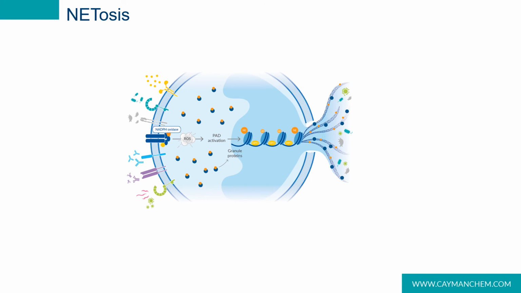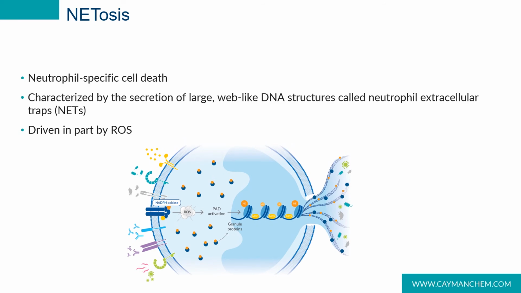The last type of cell death I would like to talk about is NETosis. NETosis is a neutrophil-dependent cell death. When neutrophils are activated in the presence of inflammatory stimuli, there is increased NADPH oxidase activity resulting in large amounts of superoxide production, subsequently leading to secretion of large web-like DNA structures decorated with histones and cytotoxic proteins called neutrophil extracellular traps or NETs.